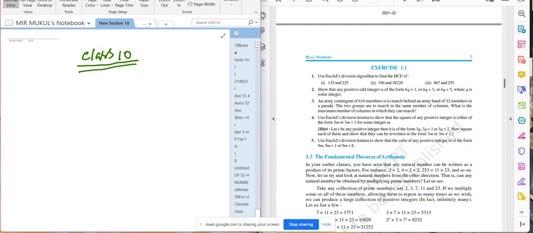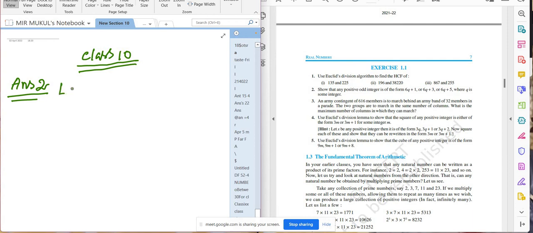Now I'm showing question number 2. Later you will do both the questions and send them to me. Now see question number 2, and this is a very good question. Show that any positive odd integer is of the form 6q plus 1 or 6q plus 3 or 6q plus 5, where q is some integer. So this kind of question, how we'll write that, try to understand.